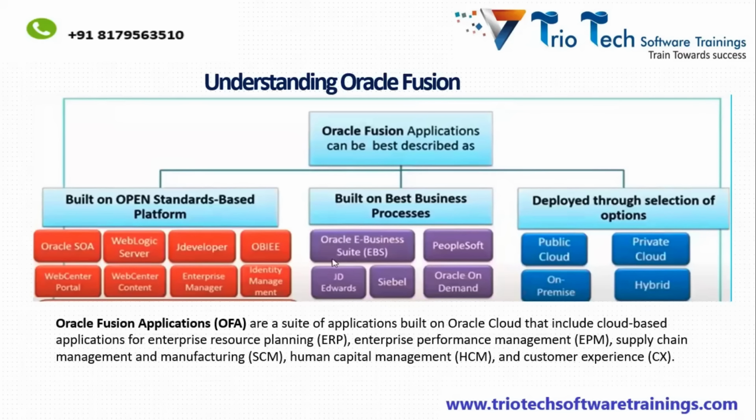Initially, the Oracle Fusion applications were being deployed on premise. On premise means at the client location. Some of them were following the hybrid model. Hybrid model means partially on premise and partially a cloud model.